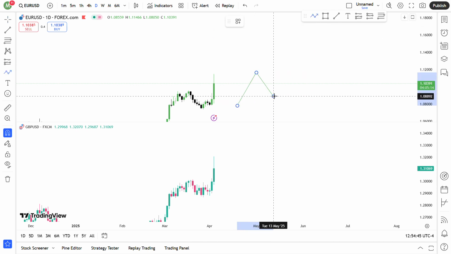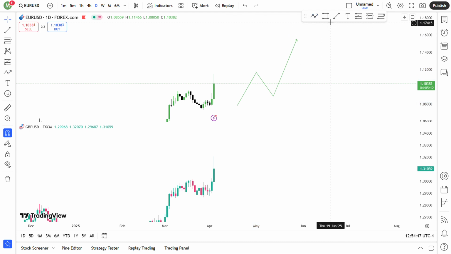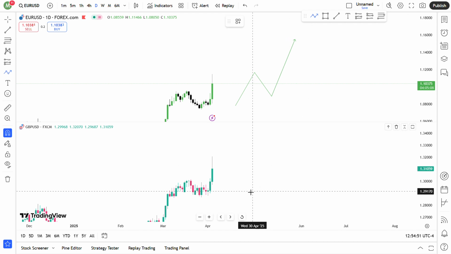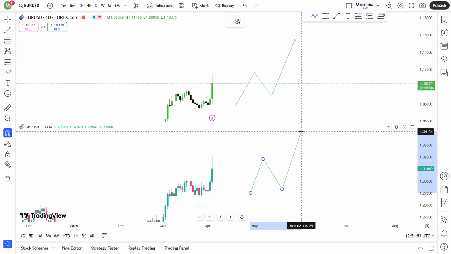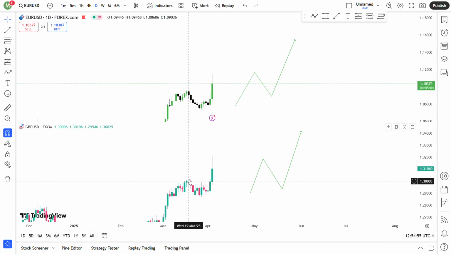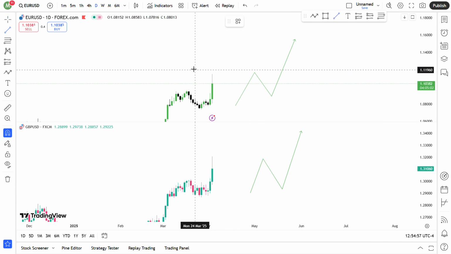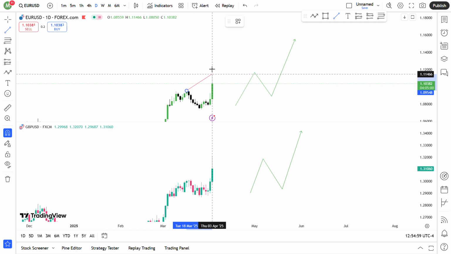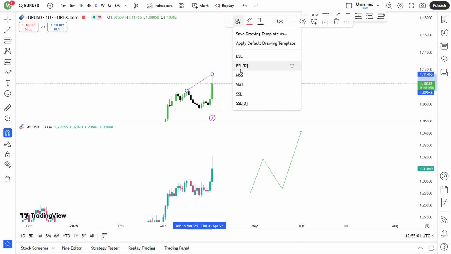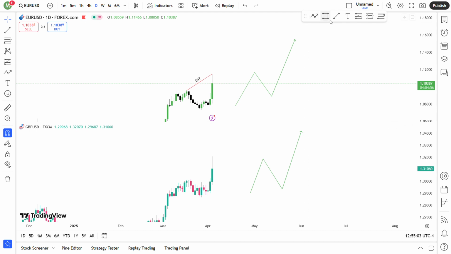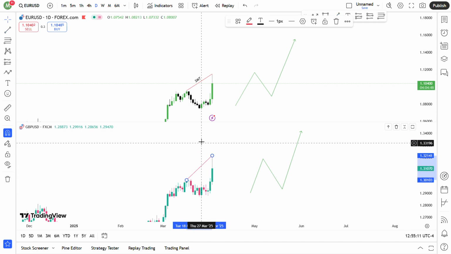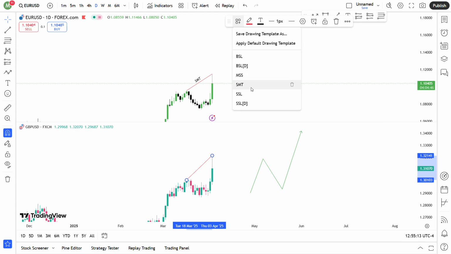In Euro USD the market creates a higher high, and in GBP USD the market also creates a higher high. You can see here the market creates a higher high, so we mark this higher high as an SMT. The market has been broken in both. If the market has broken in Euro USD and not broken in GBP USD, that is known as manipulation. So this is known as a positively correlated SMT.